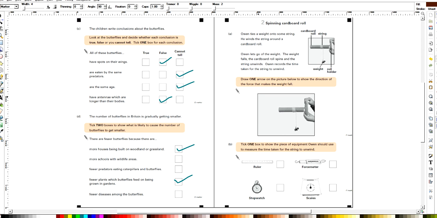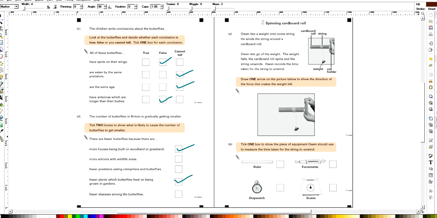Owen ties a weight onto some string. He winds the string around a cardboard roll. Owen lets go and the weight falls. The cardboard roll spins and the string unwinds. Owen records the time taken for the string to unwind. Draw one arrow on the picture below to show the direction of the force that makes the weight fall.